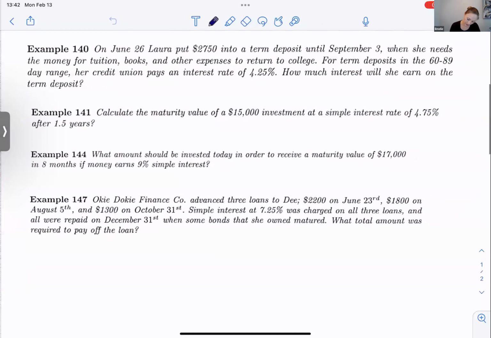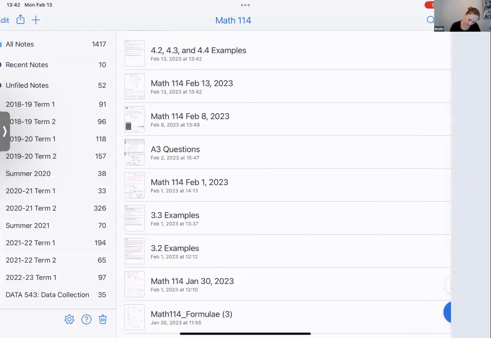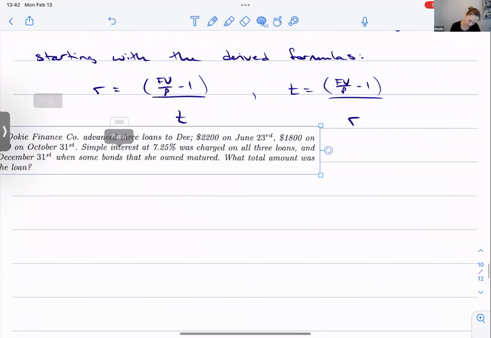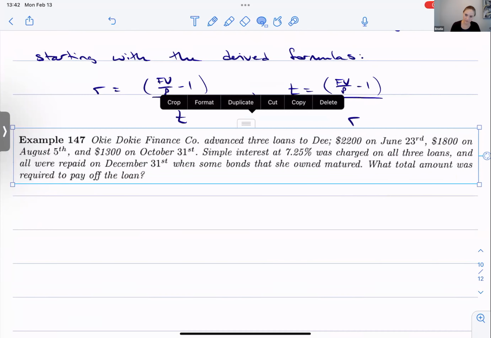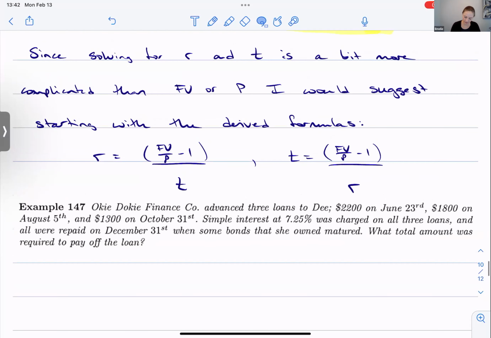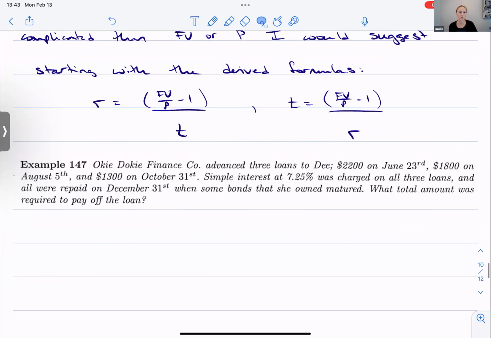Let's see here. So this last example is a little bit more complicated, but we have the tools, okay? And so here you're going to see how using that timeline, so drawing out the problem, is going to be really, really helpful. Okay, so kind of a cute problem.